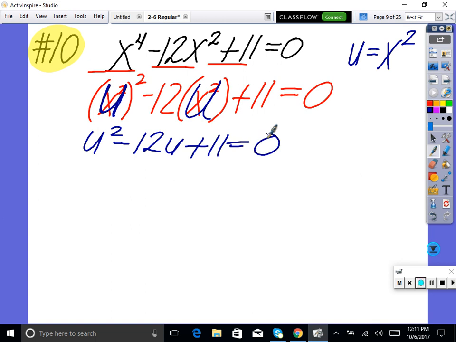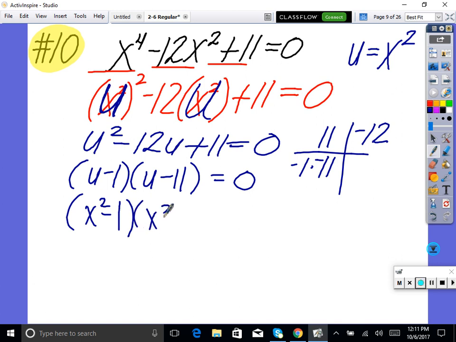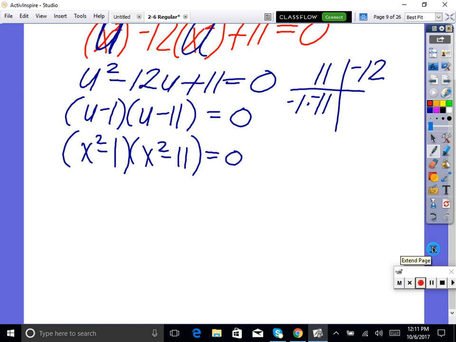Let's factor this, because now it's just a quadratic. Is anyone lost? Well, what multiplies to be 11 and adds up to be negative 12? Perfect. So this quick factors to be u minus 1 and u minus 11. Don't accidentally solve for u. We're not solving for u. We need x's. So say, okay, actually, it really factored. We put in x squared minus 1 and x squared minus 11. We factored it. Now we can solve. Set each of those equal to 0 and solve.